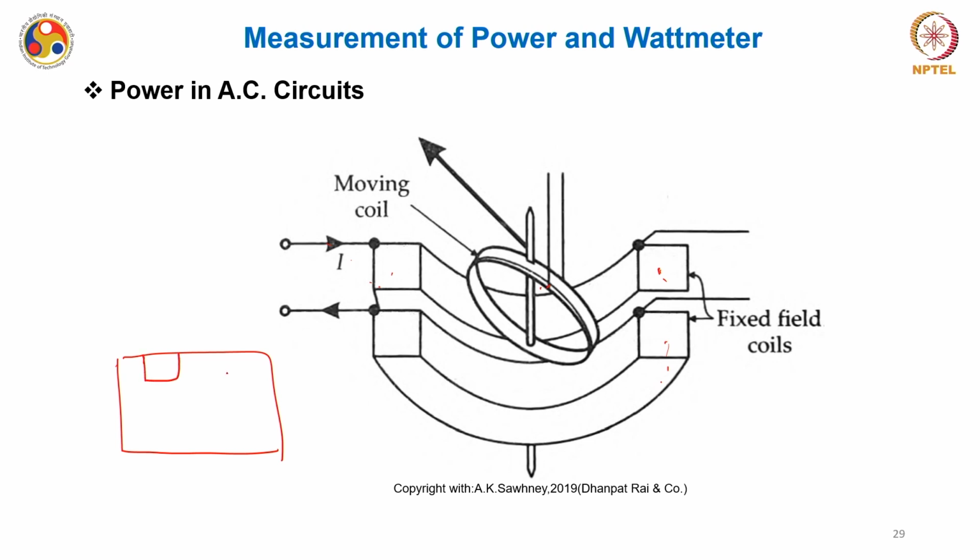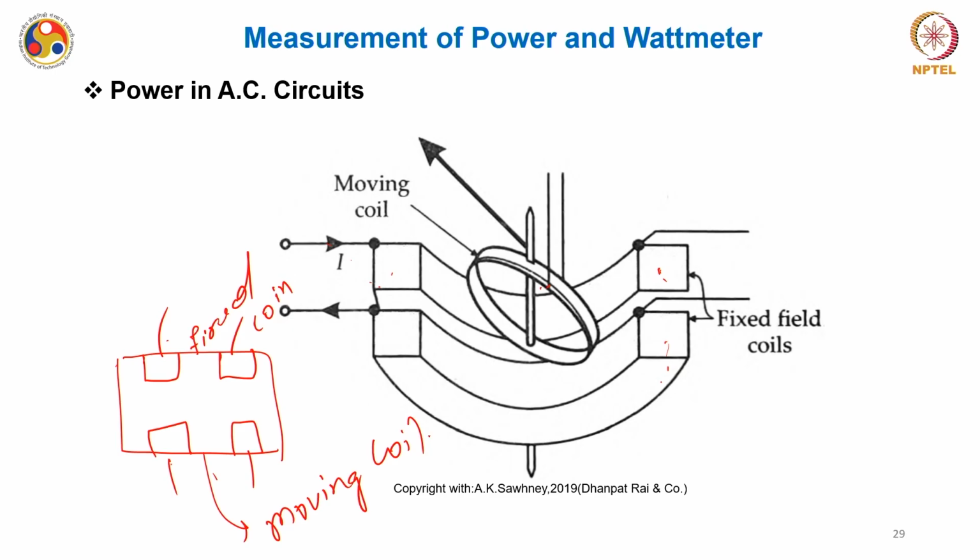So if I have a configuration like this, these are say the terminals of the fixed coil, and these are the terminals of the moving coil. Current is allowed from this, and voltage say is allowed from this.